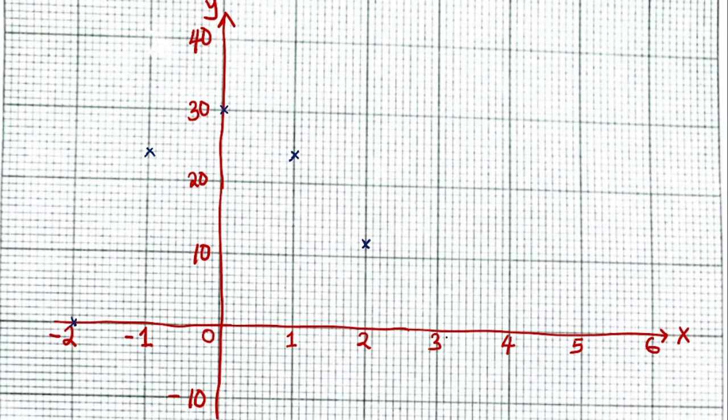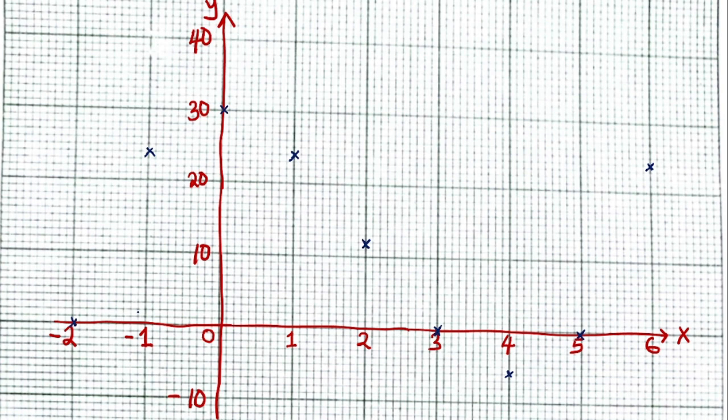Okay, the next one is 3, 0. 3, 0 is here. Then the next one is 4, -6. When you get to 0, you count 6 more boxes down there. 1, 2, 3, 4, 5, 6. It will be here. Next one, 5, 0, it is here. Then the last one is 6, 24. 1, 2, 3, 4, it will be there.